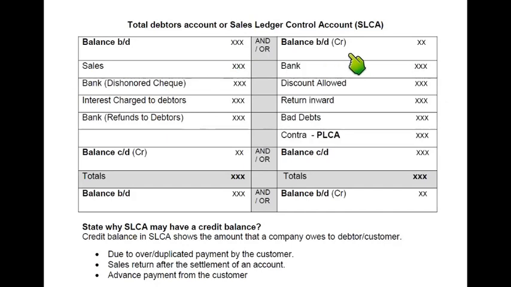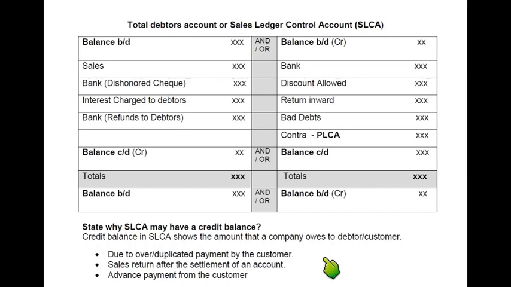But there may be a situation where we have to pay some of our debtors. Why do we need to pay our debtors? There are reasons. Due to an overpayment by the customer, meaning our customer has paid us more than he owes. He owes us 1000 and he has paid us 1200. Now we have to return 200 to him. This is known as a minority balance.